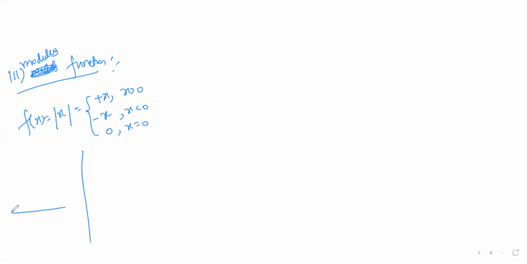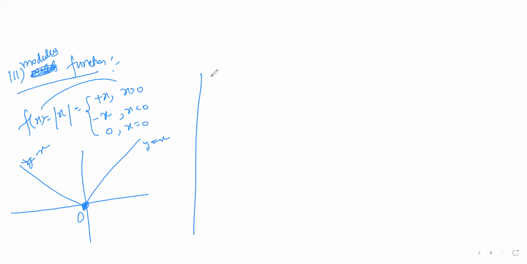If you draw the diagram of this modulus function, f of x is equal to x, it means y is equal to x line. Y is equal to minus x means this is the line. F of x is equal to minus x, or y is equal to minus x, and y is equal to 0 line is this. So this is the graph of the modulus function. And this modulus function is not differentiable at x is equal to 0. I will check it when I discuss differentiability.